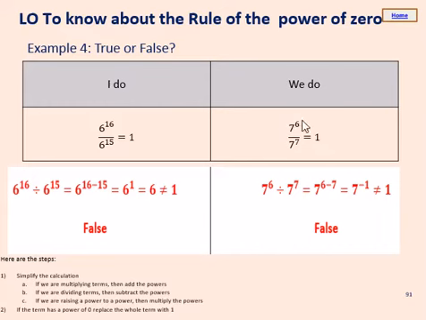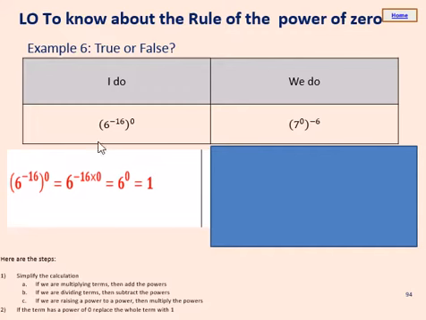Okay, so for the we do, we had 7 to the power of 6 divided by 7 to the power of 7 equals 1. So remembering that our division rule says that we can subtract this indice from this one. So this is going to be equal to 7 to the power of 6, take away 7, which gives me 7 to the power of negative 1, which is not equal to 1. So this is false again. We were looking for a 0 as the power here, which we did not get.